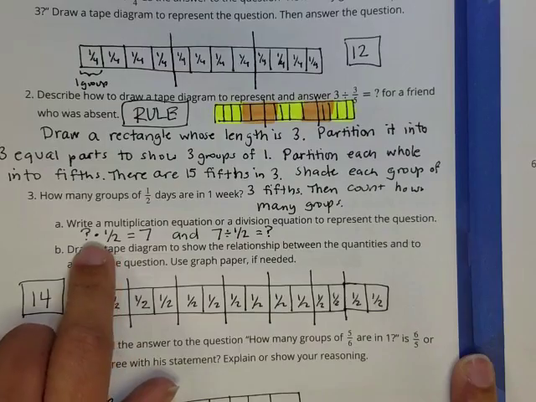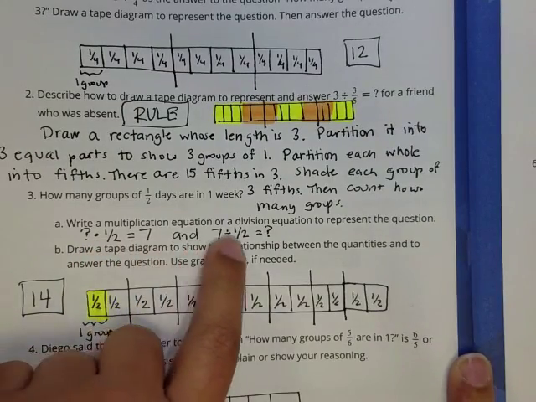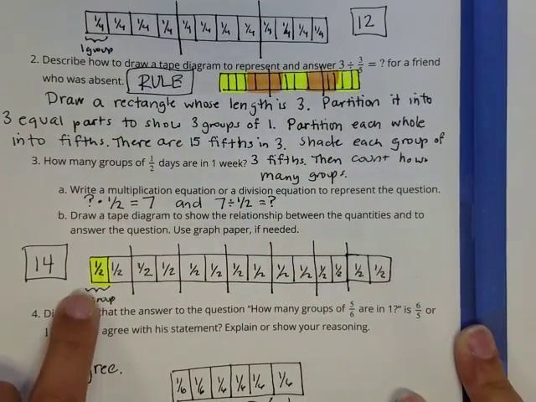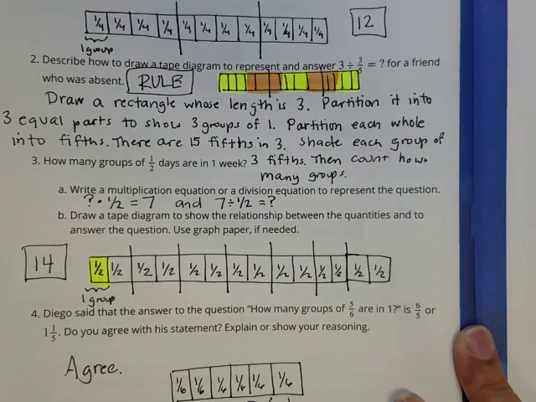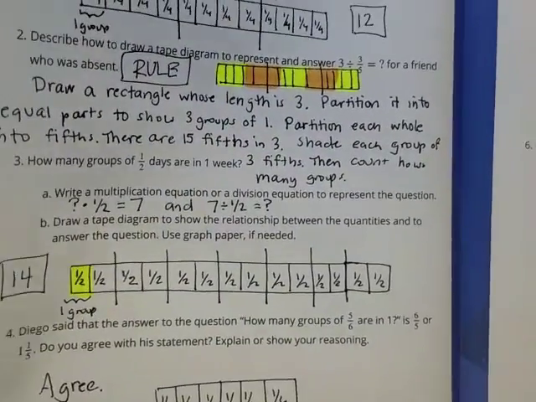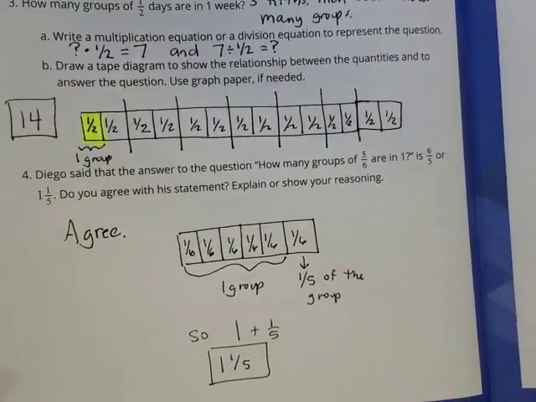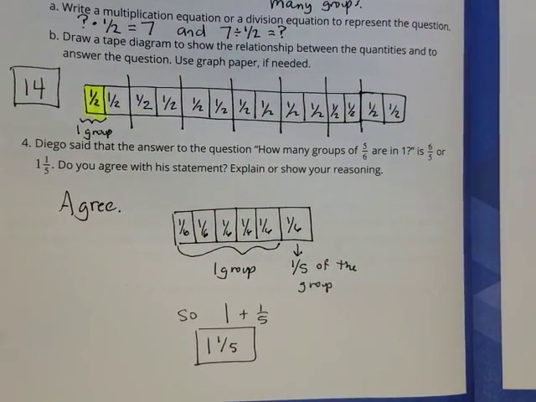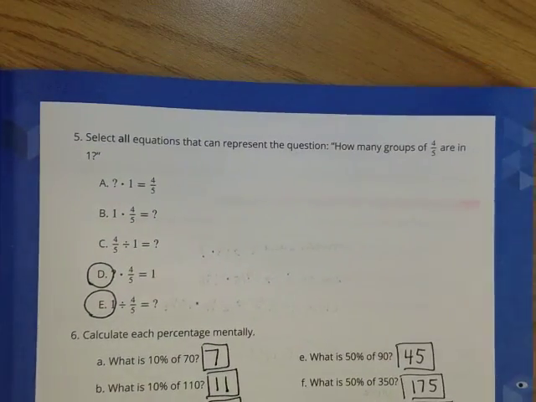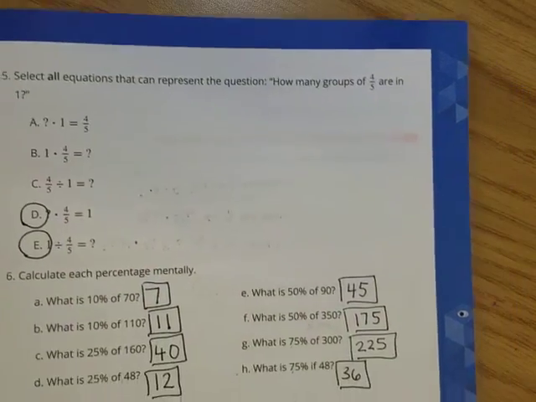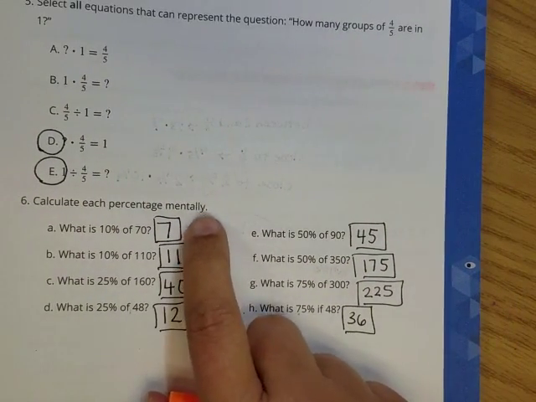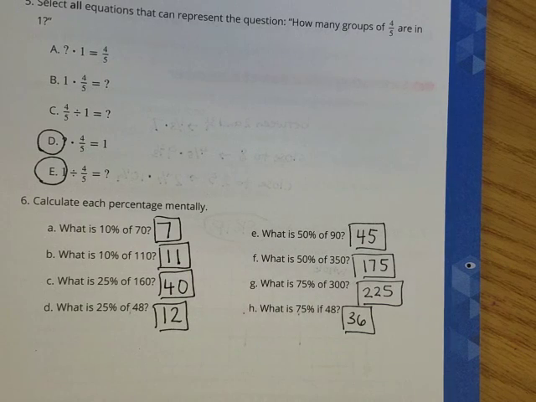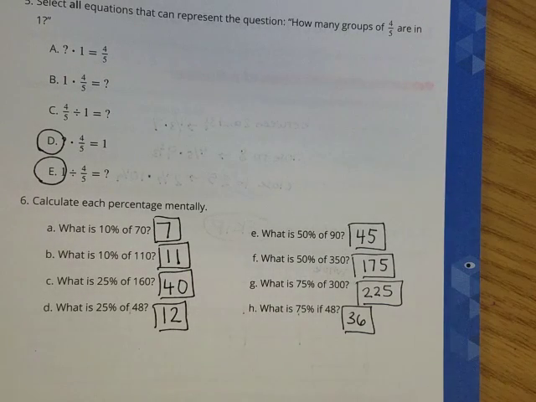Question 3, what times a half is 7, and 7 times a half is what? B, I got 14. And then for question 4, I agree. And I got 1 1/5. Question 5, I got D and E. And then question 6, for A, I got 7, B, I got 11, C, I got 40, D, I got 12, E, I got 45, F, I got 175, G, I got 225, and H, I got 36.